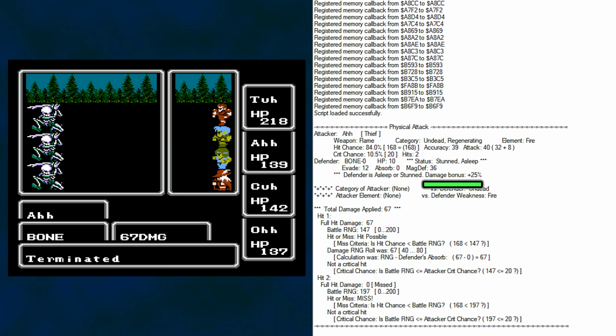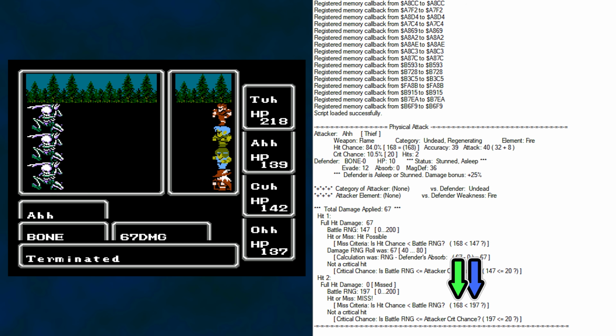Our thief receives a damage bonus of plus 25%. We can see this figured into our attack power here at the top as it boosts 32 up to 40, and this carries down to our damage RNG for any hit during this attack. Pretty significant when you figure in multiple hits as well as critical hit rolls during said attack. Although, funny enough, our second hit missed. Check out that battle RNG of 197. Our hit chance didn't stand a chance.